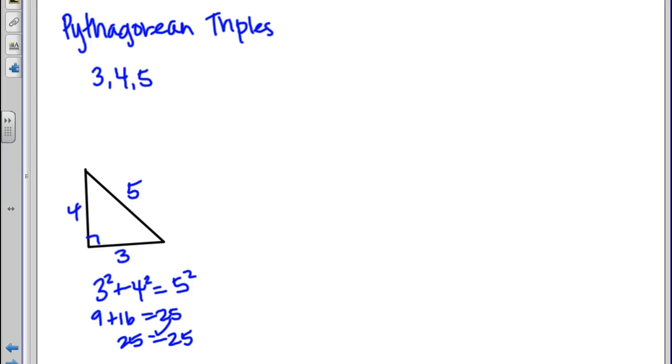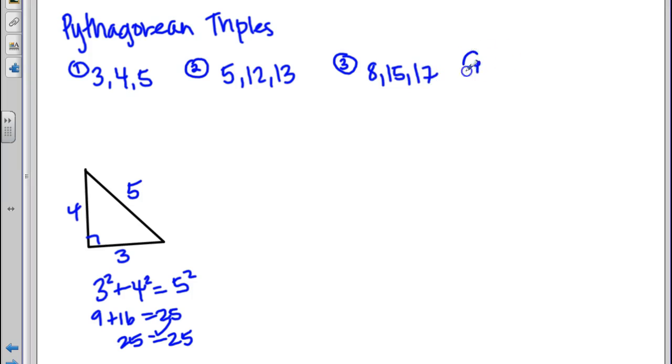All right, so there's one. I'm going to give you about 4 of these. There are several in your book. So if you look up this section and want to write a few more down, you can. Another one is 5, 12, and 13, 13 being the hypotenuse. Another one, 8, 15, and 17. And then a fourth one, 7, 24, 25.